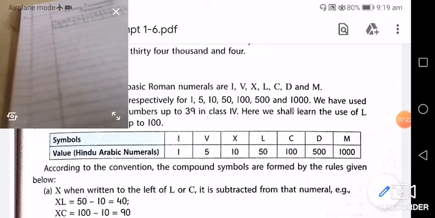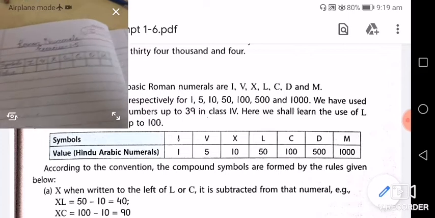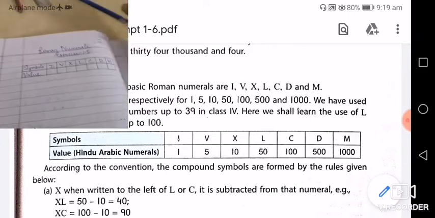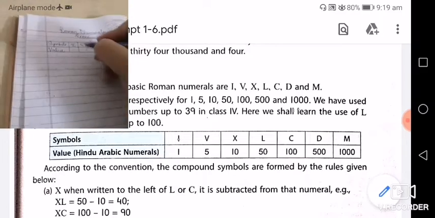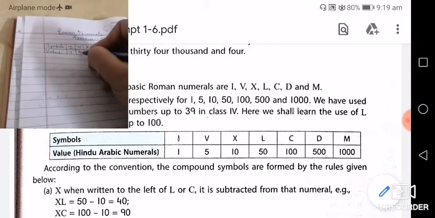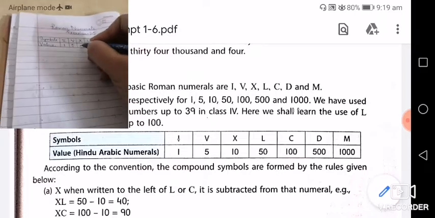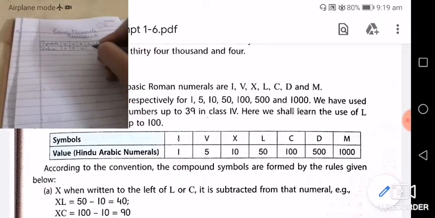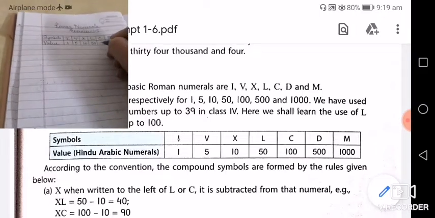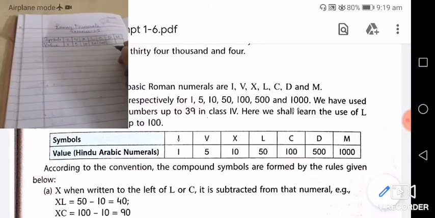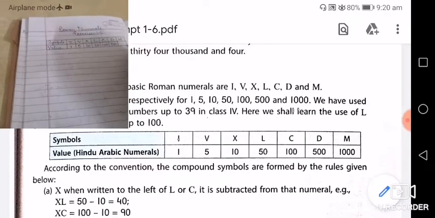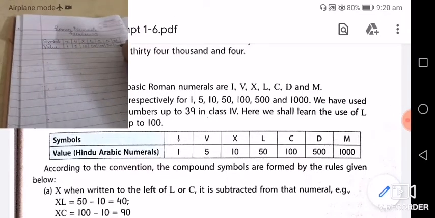As you have seen in the video, I stands for, repeat with me, I stands for 1, V stands for 5, X stands for 10, L stands for 50, C stands for 100, century, D stands for 500, M stands for 1000.